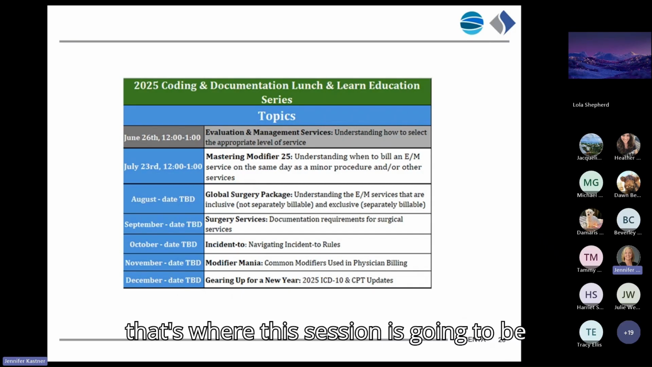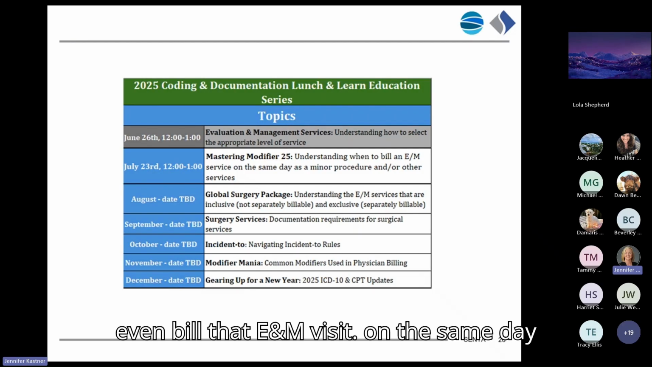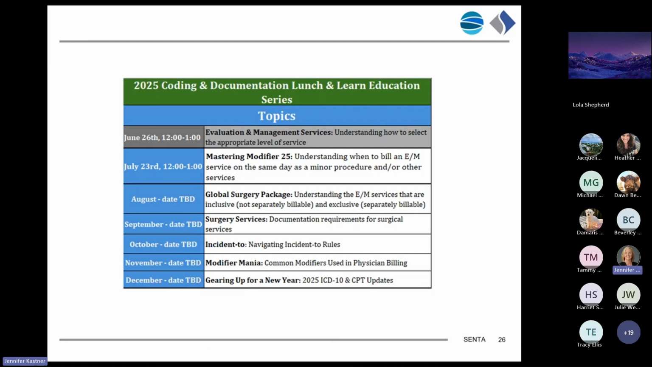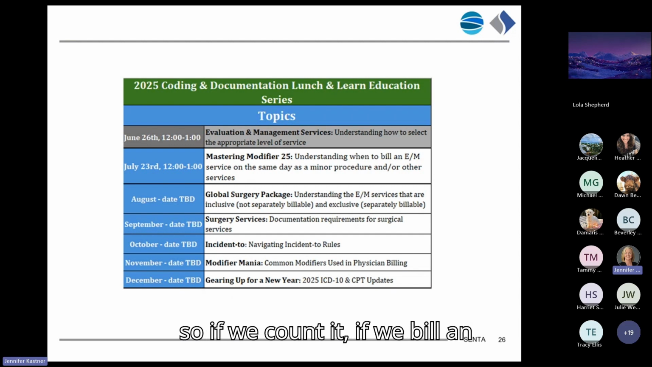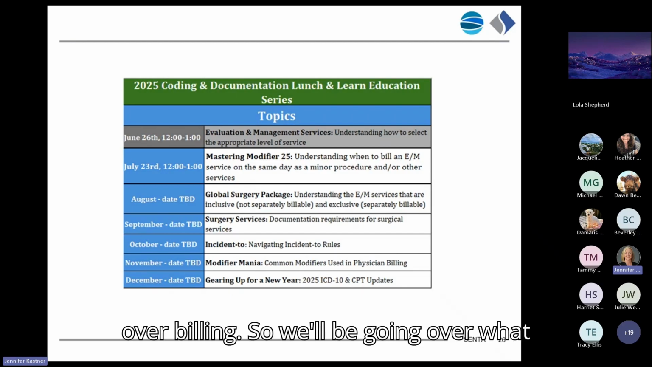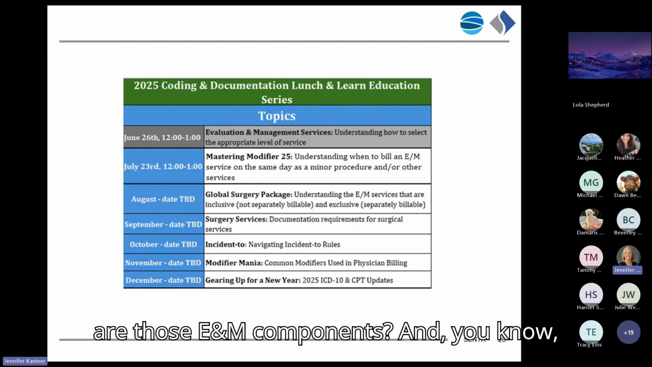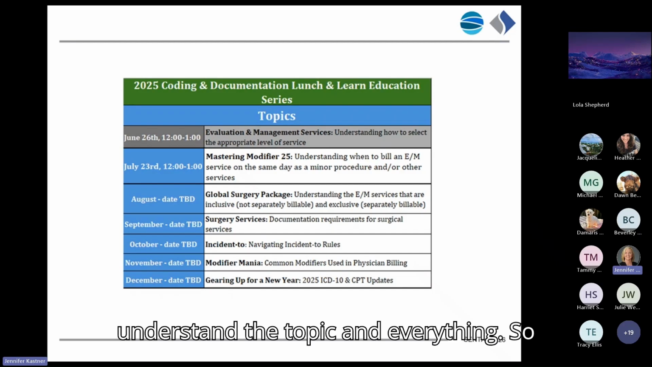So that's where this session is going to be aimed, at understanding when you should even bill that E&M visit on the same day as those procedures, because sometimes those minor procedures have some E&M components associated with them. And if we bill an E&M on top of that, then we're technically overbilling. So we'll be going over what is inclusive of a minor procedure, what are those E&M components, and I'll provide a couple of little checklists to easily understand the topic and everything.